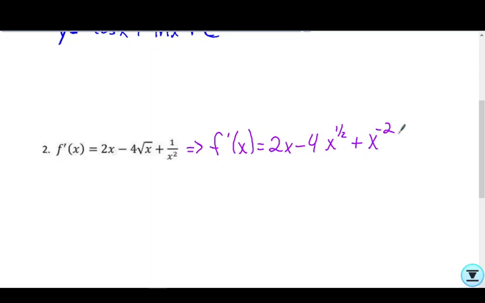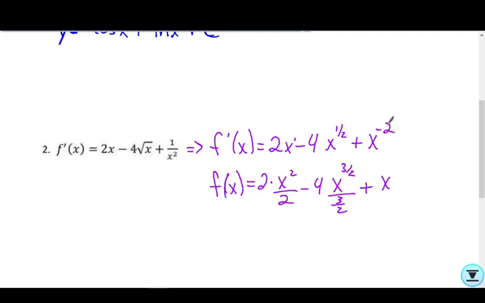Now take the antiderivative. So the antiderivative of f prime is f. Then it's 2 times, add 1 to the power, you get x squared over 2, minus 4x, add 1 to the power, you get 3/2 divided by 3/2, plus x, add 1 to the power, you get negative 1 divided by the new power, negative 1, plus c.